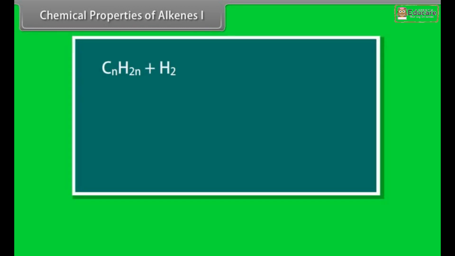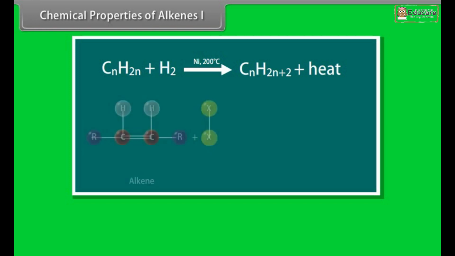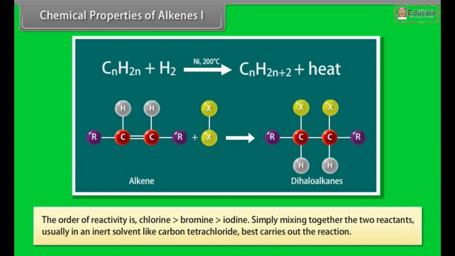Addition of hydrogen. Alkenes add hydrogen in the presence of platinum or nickel catalyst to form alkanes. The reaction, termed hydrogenation, is an exothermic reaction. Addition of halogens. Alkenes react with halogens to form dihaloalkanes. The order of reactivity is chlorine is greater than bromine is greater than iodine. Simply mixing together the two reactants, usually in an inert solvent like carbon tetrachloride, best carries out the reaction.